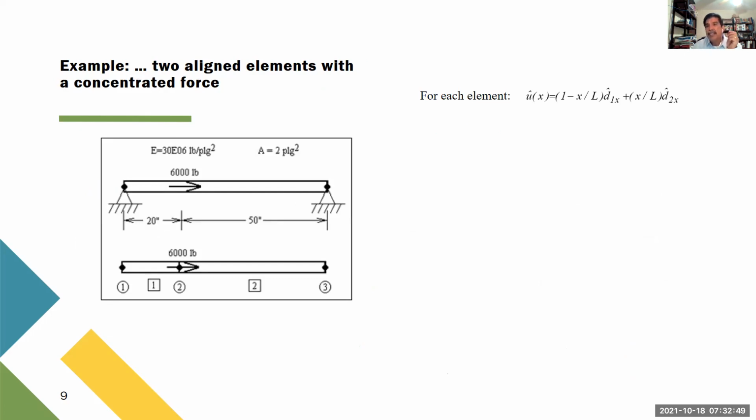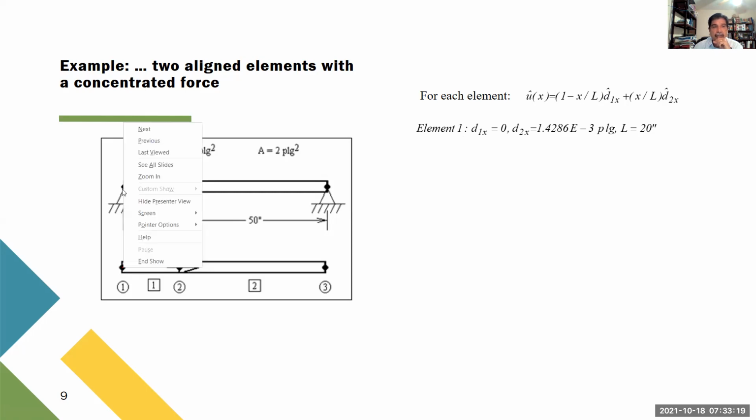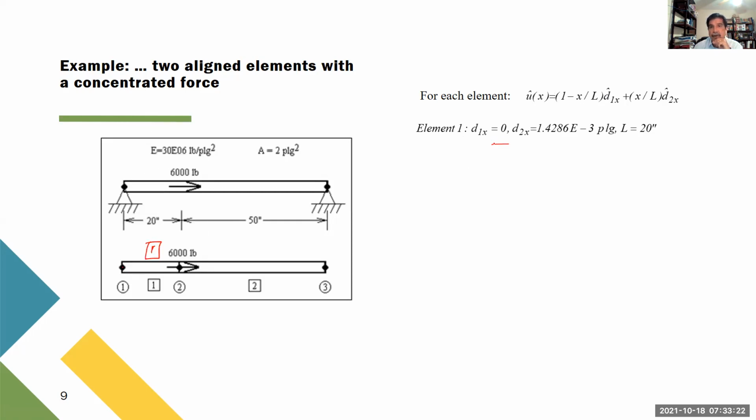Again, for each element, we have to do this analysis, okay? This is the first joint of each element, second joint of each element. This is the interpolation that we assume, okay? So for the first element, we know that the first joint, this joint, doesn't move. So D1 is 0. And D2 is this value that we obtain. The length is 20 inches here.